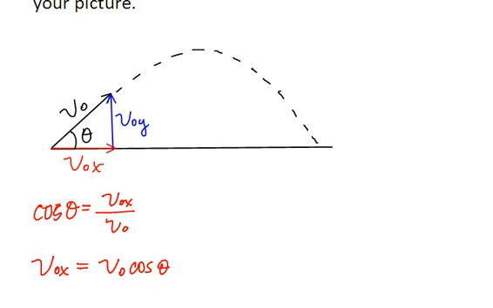Now in the y direction, the y component is opposite of the angle. Okay, and opposite goes with sine. So the sine of the angle would be opposite v naught y over hypotenuse v naught. Solving for v naught y, our initial velocity in the y direction would be v naught sine theta.